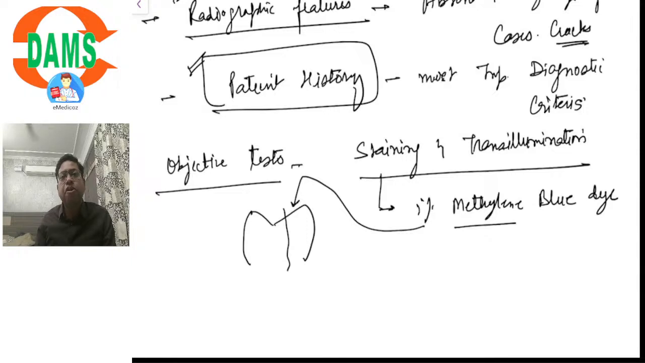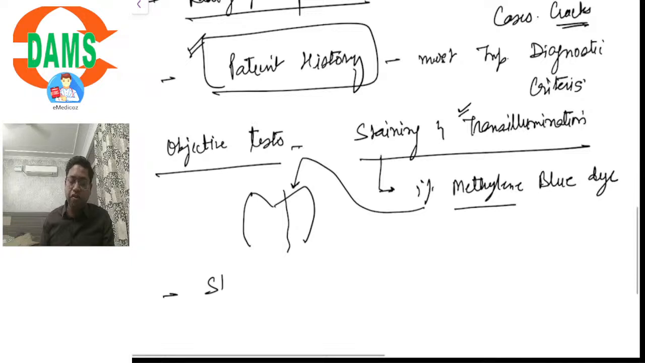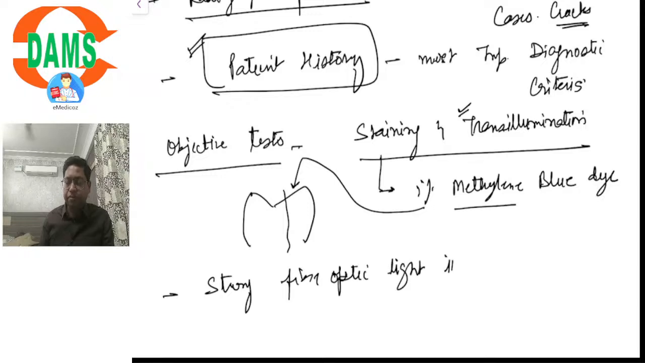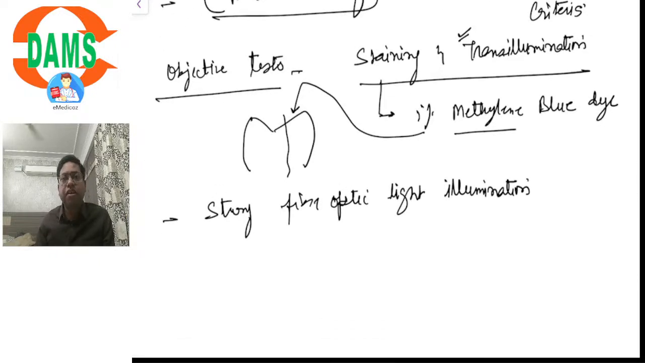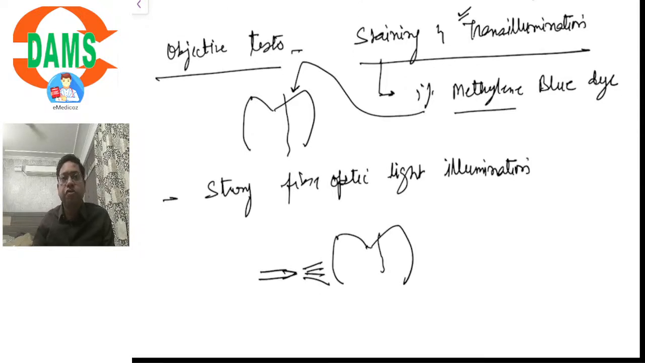Methylene blue dye has the property of penetrating these fine cracks into the tooth structure so it becomes visible to the naked eye. Another thing is transillumination. Transillumination means we use a strong fiber optic light illumination. Suppose this is a tooth with a suspected crack that is not observed clinically. Then from one end of the tooth, a strong fiber optic light is shown onto the tooth structure.